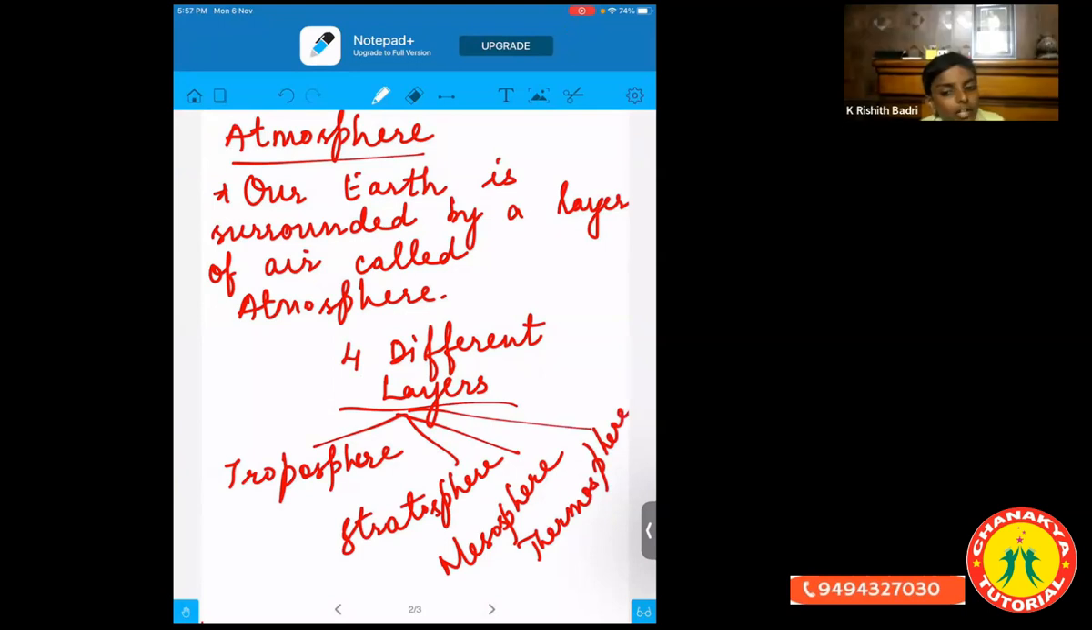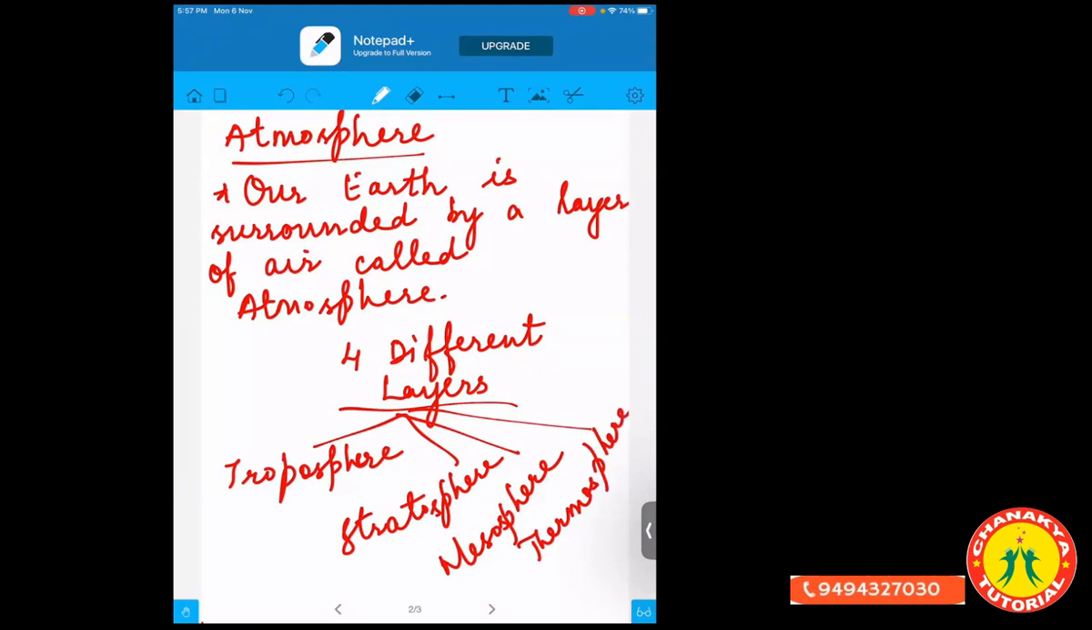Ma'am, can we call these ionosphere also? Yes, you can. Thermo is basically regarding the temperature. So these are the four different layers which are present in the atmosphere.